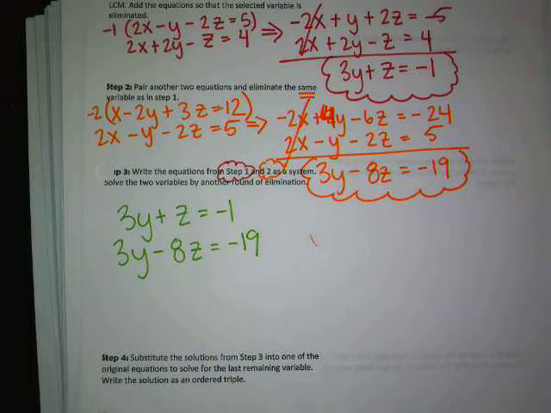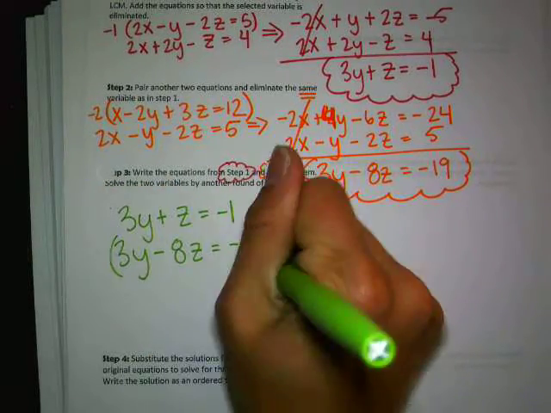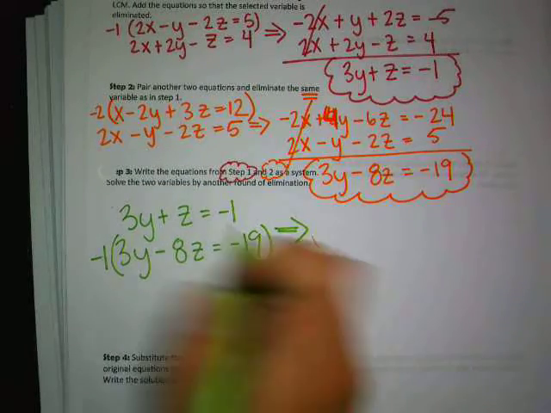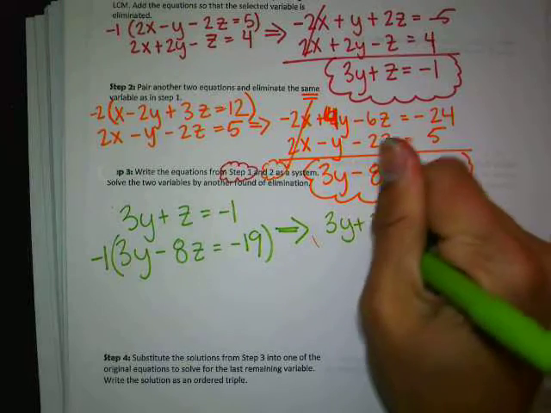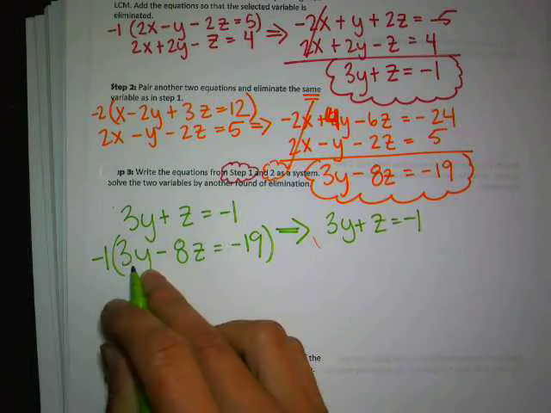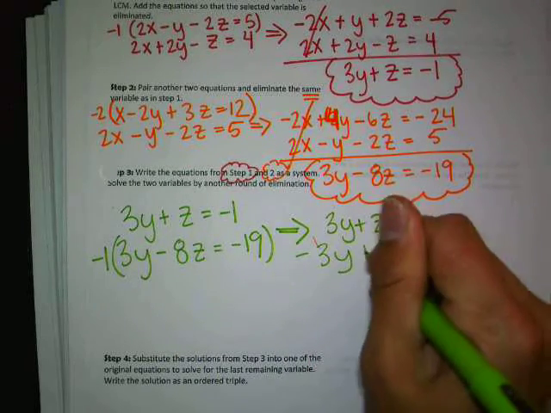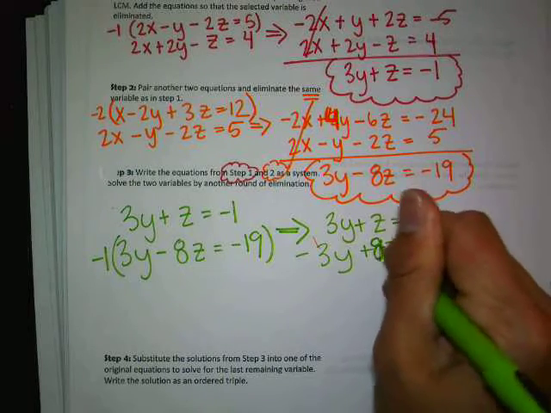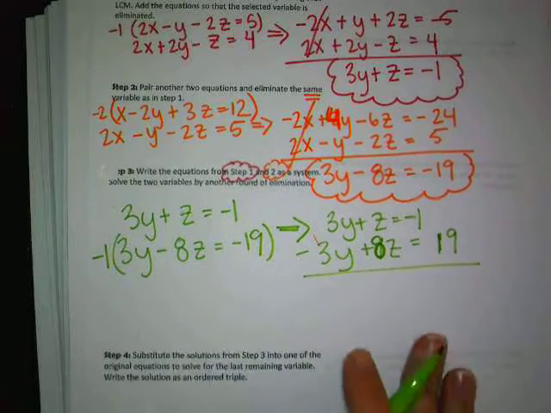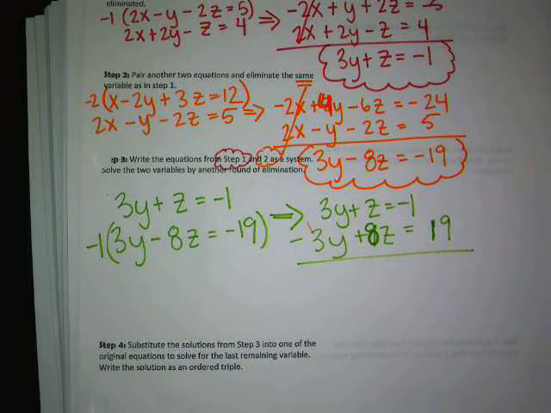Alright, so the y's don't automatically eliminate just yet. I need to multiply by -1, right? Doesn't matter which equation. I'll just do the bottom one for something different. So the top guy stays the same. The bottom guy, the -1, is going to change all of these signs. So -3y plus 8z equals 19. Alright, we good so far?